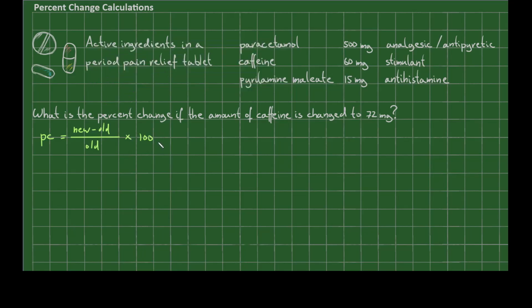I'm going to plug in my values into the formula. New amount of caffeine is 72, the old is 60, and I'm still going to multiply everything by 100. 72 minus 60 is 12, and so I will have 12 over 60 multiplied by 100. 12 divided by 60 is 0.2, multiplied by 100 is 20. And now for the third time, we have calculated that the percent change is 20.